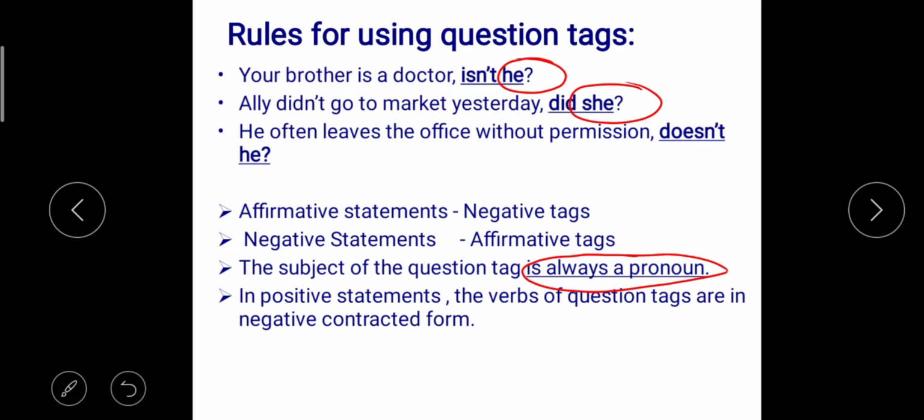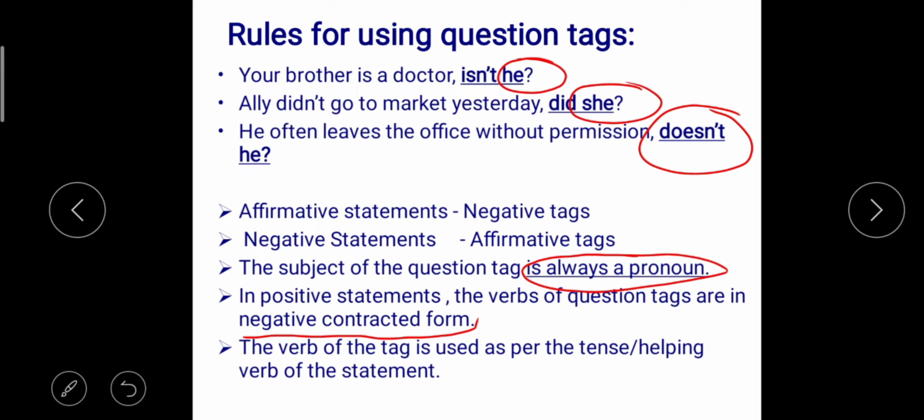Next one, in positive statements, the verb of question tag is in negative contracted form. So look at the first sentence, your brother is a doctor, and the question tag that is used here, isn't he. Not is not he. We cannot write it in a detailed form. Is not he cannot be written. It must be written, isn't he. Same here in the third sentence, he often leaves the office without permission. Doesn't he. We cannot write does not he. नहीं लिख सकते हैं. It is always written in contracted form. Contracted form में लिखा जाएगा.